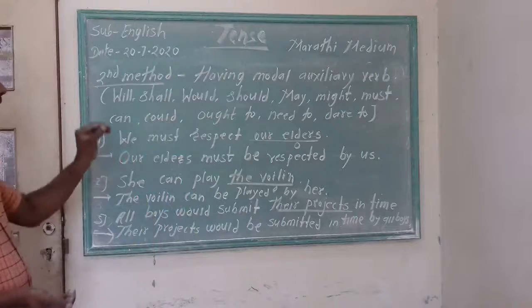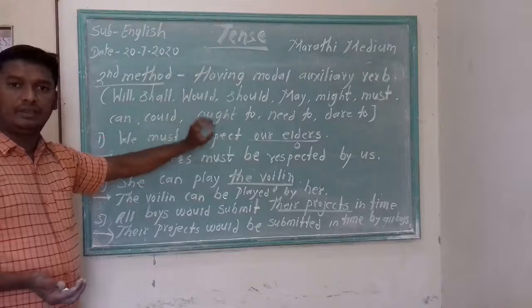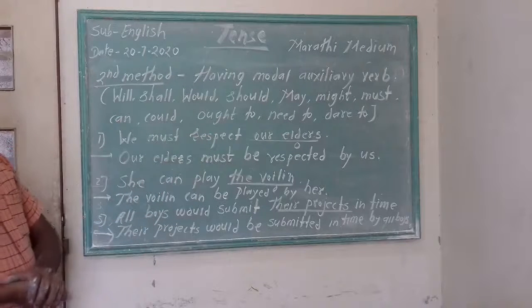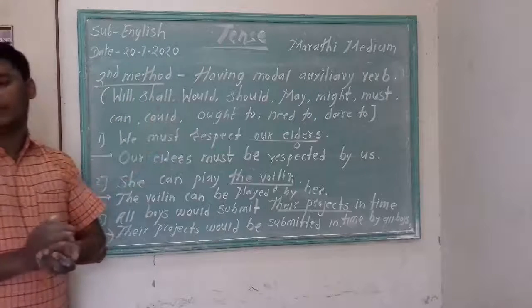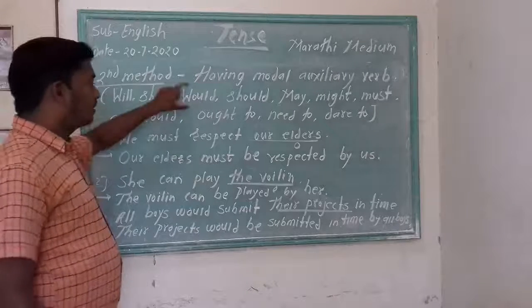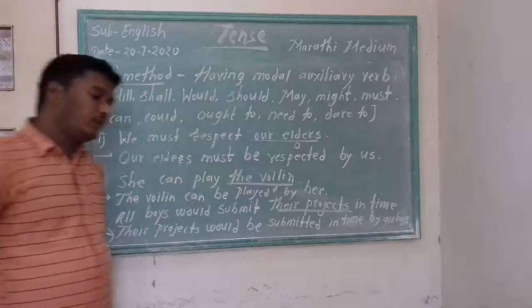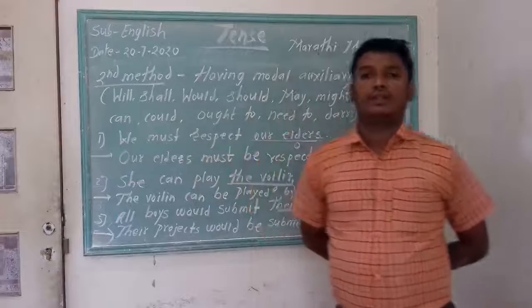Okay. Now, what should you do? After the title, take all these modal auxiliary verbs in brackets with a red pen. Then I give just one rule. Then you take examples. Write down these modal auxiliaries with a red pen. After this, take one rule with a blue pen. I am giving that rule.